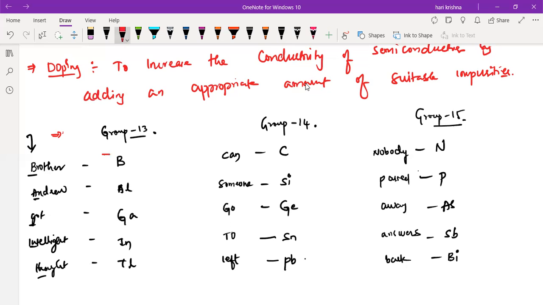Okay. So group number 13 is boron, aluminum, gallium, indium, thallium. 14 is carbon, silicon, germanium, tin, lead.